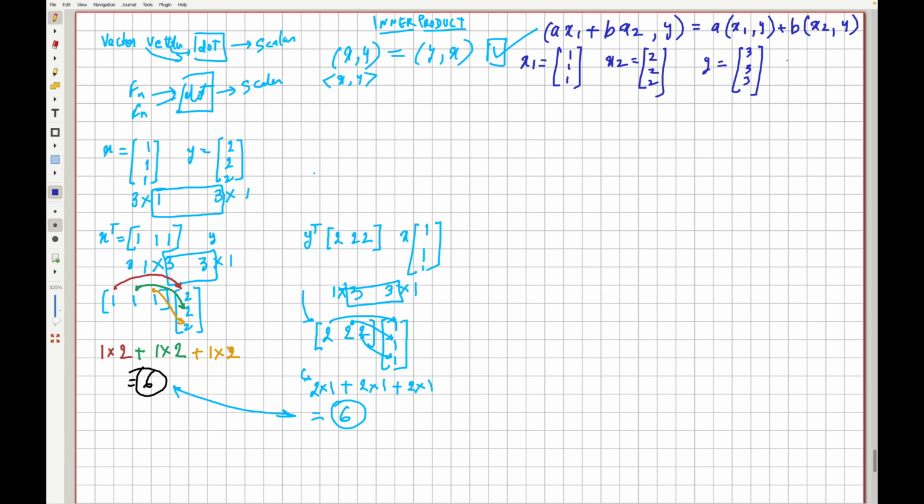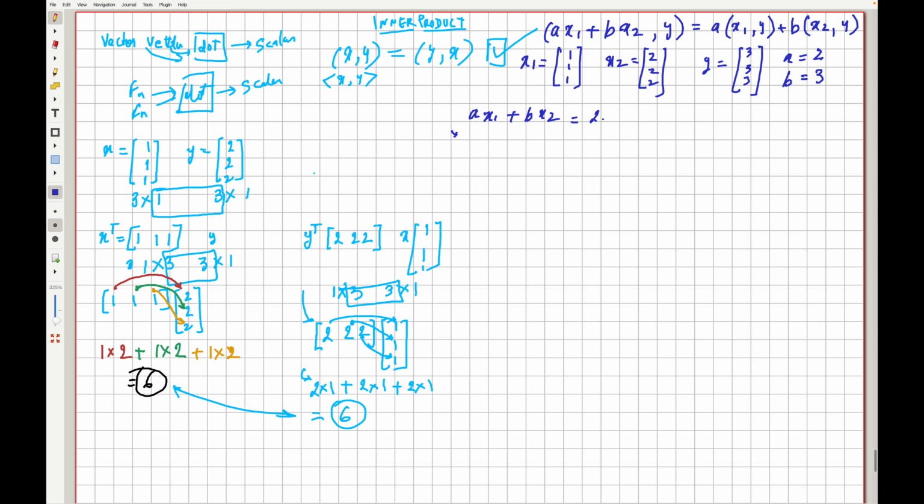And for a, let's say the value of a is 2, and the value of b happens to be 3. Now we perform these calculations that we said above should be true. So first we multiply a with x1, and then multiply b with x2, and then add those two together. So here is what we get.